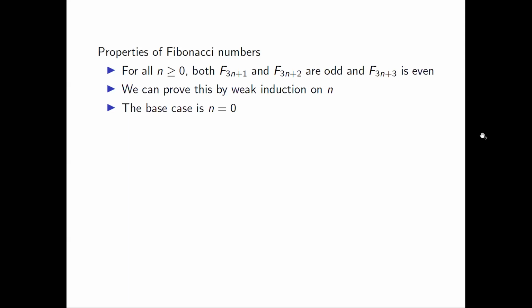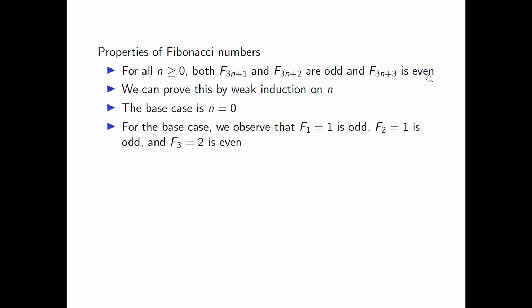For the base case, we'll do that as n equals 0. And for n equals 0, we have to check 3 elements of the Fibonacci sequence. We have to check f of 1, which is 1, and we note that that's odd. F of 2 is also 1, it's also odd. And f of 3 is 2, and that's even. So we see that when n equals 0, the statement is true, that f of 3n plus 1 and f of 3n plus 2 are odd, and f of 3n plus 3 is even.